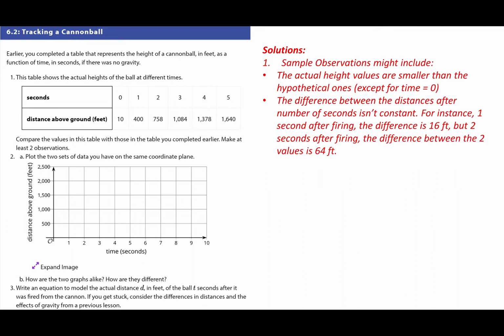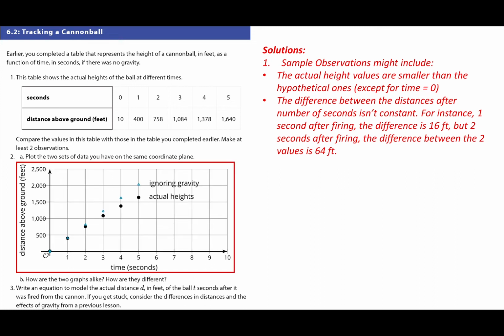All right, your graph should look something like this. Our actual heights are lower than the heights from the warm-up, where we're ignoring gravity. And how are the graphs alike? How are they different?